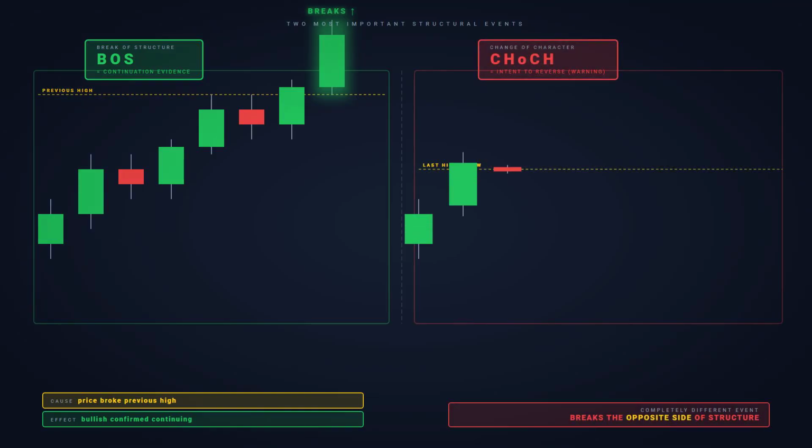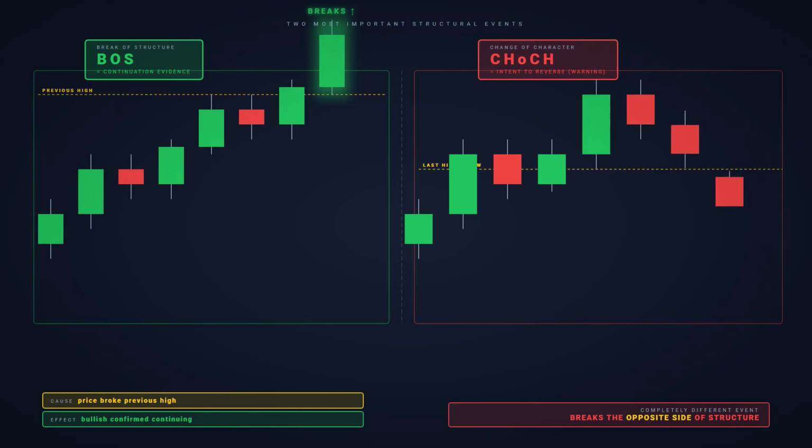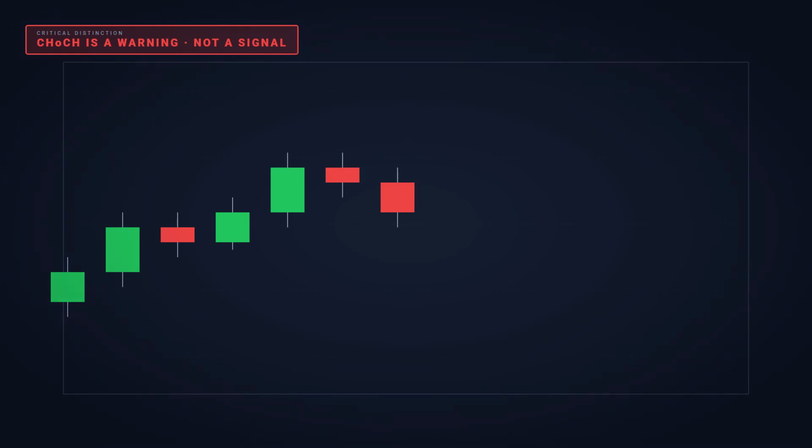A change of character, or CHoCH, is a completely different event. A CHoCH occurs when price breaks the opposite side of structure for the first time. In a bullish structure, that means price breaks below the most recent higher low, the last confirmed low that was supposed to hold. Cause: price violated the structural low that defines the uptrend. Effect: there is now evidence of intent to reverse, not a confirmed reversal, evidence. That word matters. A CHoCH is not a signal to immediately flip your bias and enter in the opposite direction. It is the market's first indication that the structure may be shifting. It is the warning. The confirmation comes from what price does after the CHoCH, whether it follows through with new structural lows or whether it recovers and resumes.